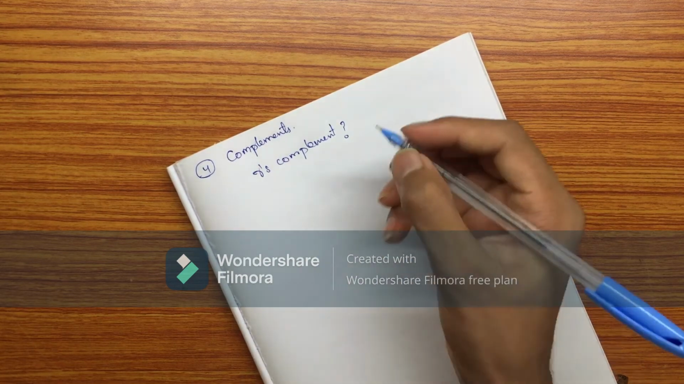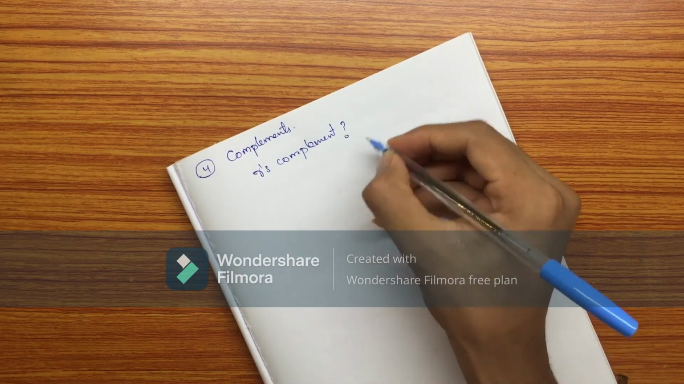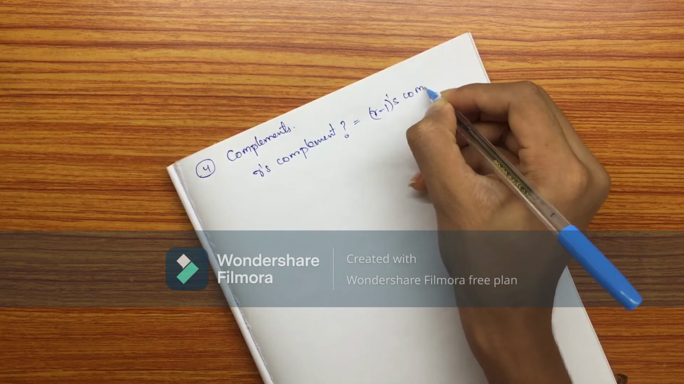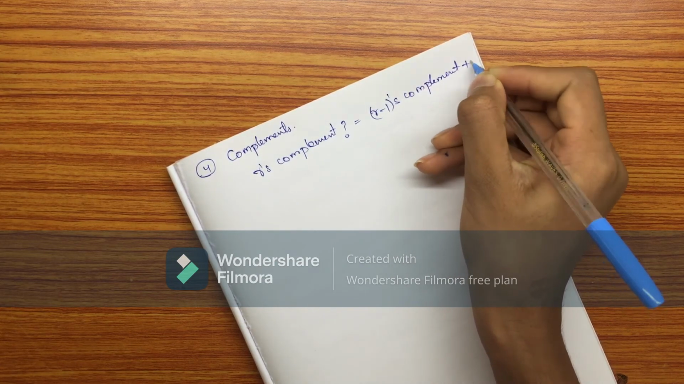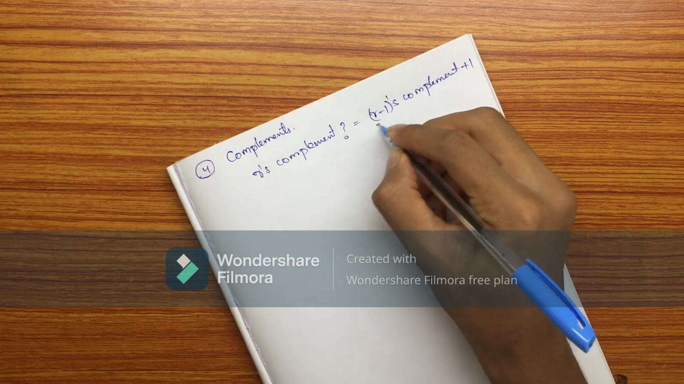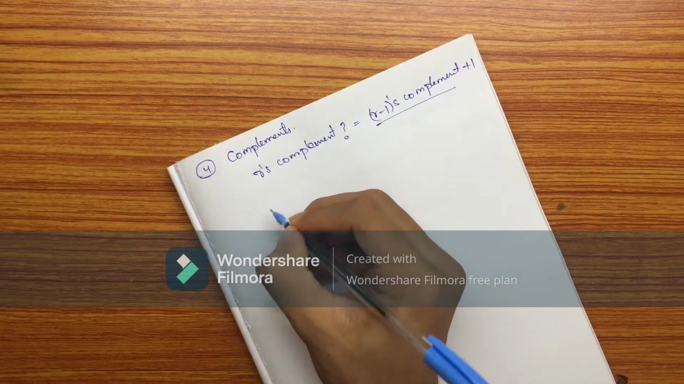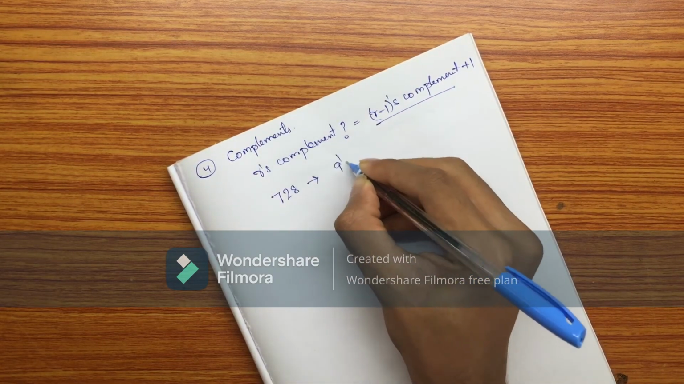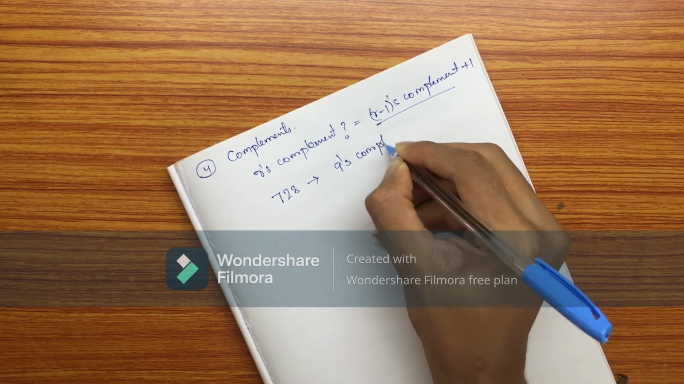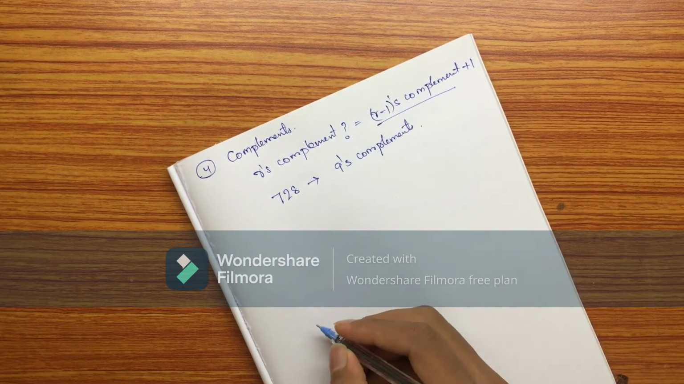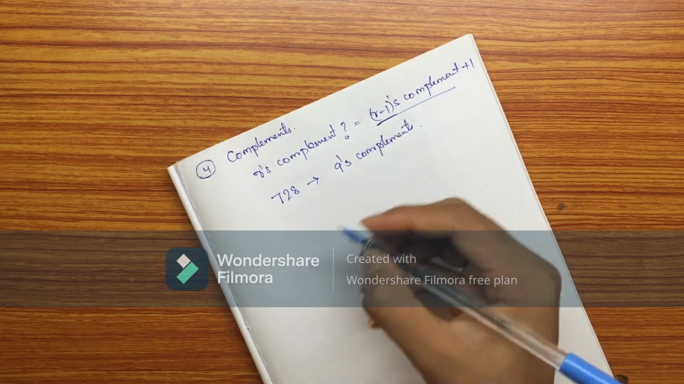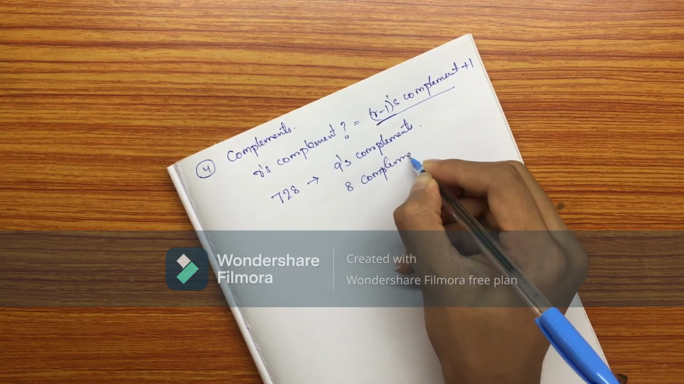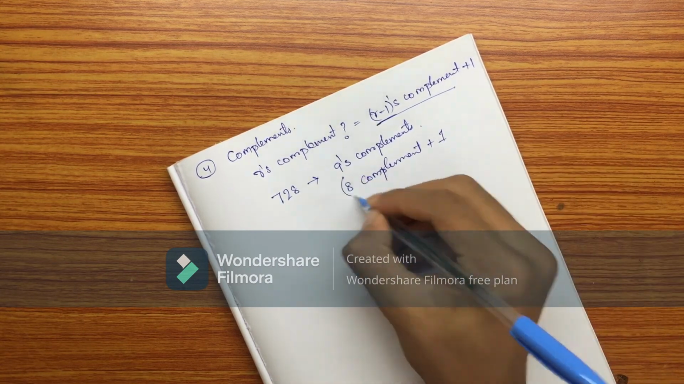R's complement is nothing but R minus 1's complement plus 1. So what is R minus 1's complement? I'll tell you that. See here, suppose there is a number 728 is given, and you are asked to find 9's complement. Then what will you do? You have to do R minus 1's complement. That is 8's complement plus 1. So you have to do this thing.